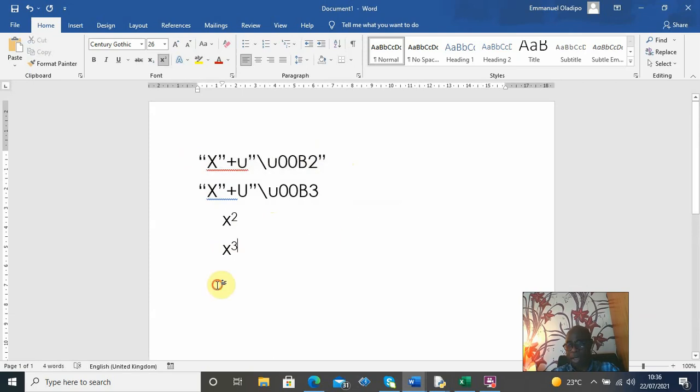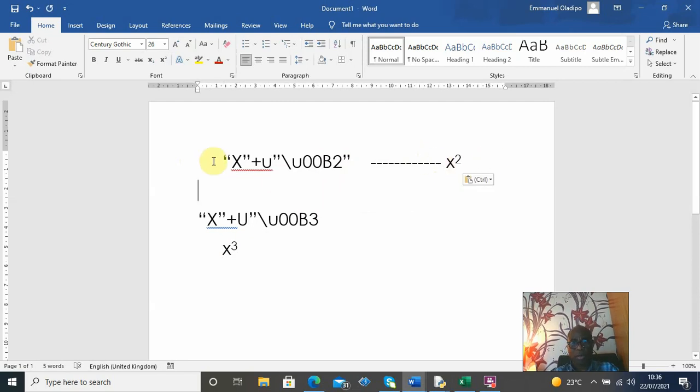And for pi, we do it the same way. Maybe I should write it in front of it so that you see what I mean. I just put x squared there. Let me copy that and put it there. So this is how we're going to write x squared, and this other one here will be our x cubed.